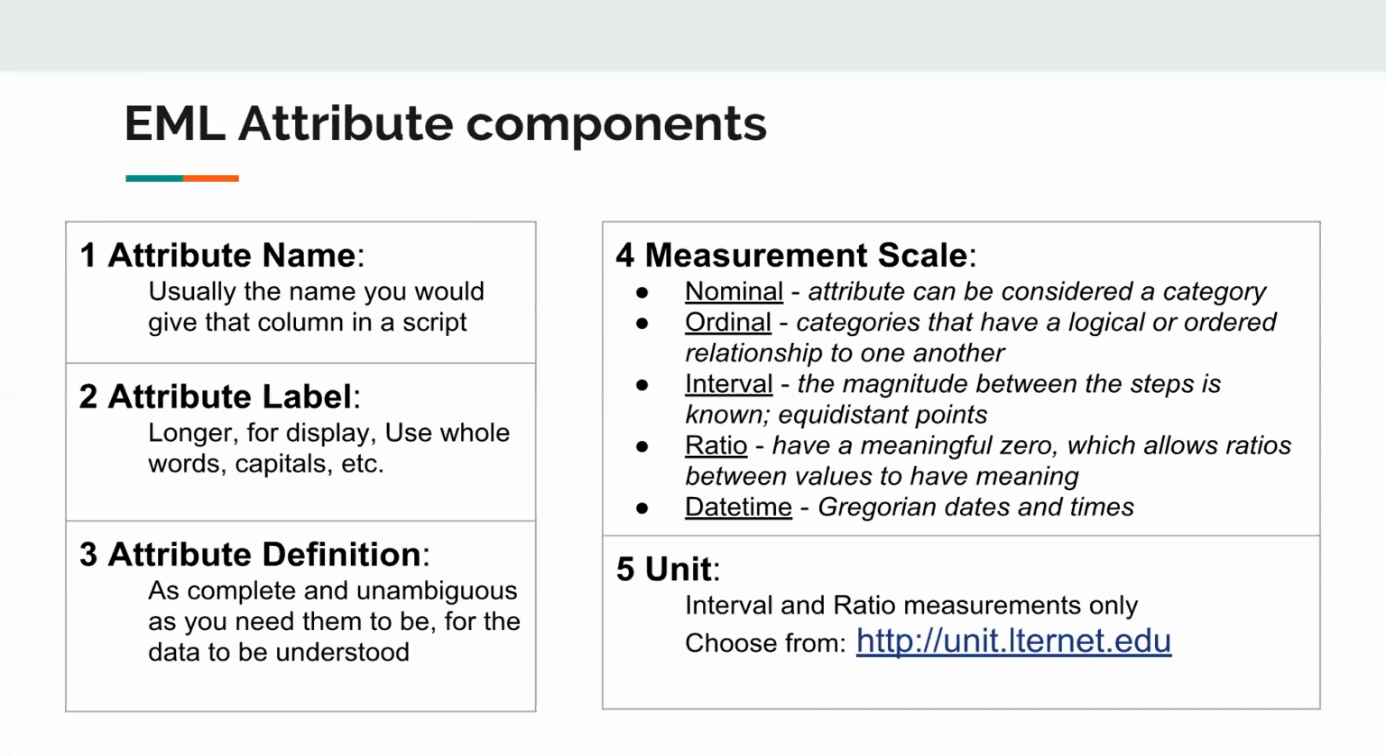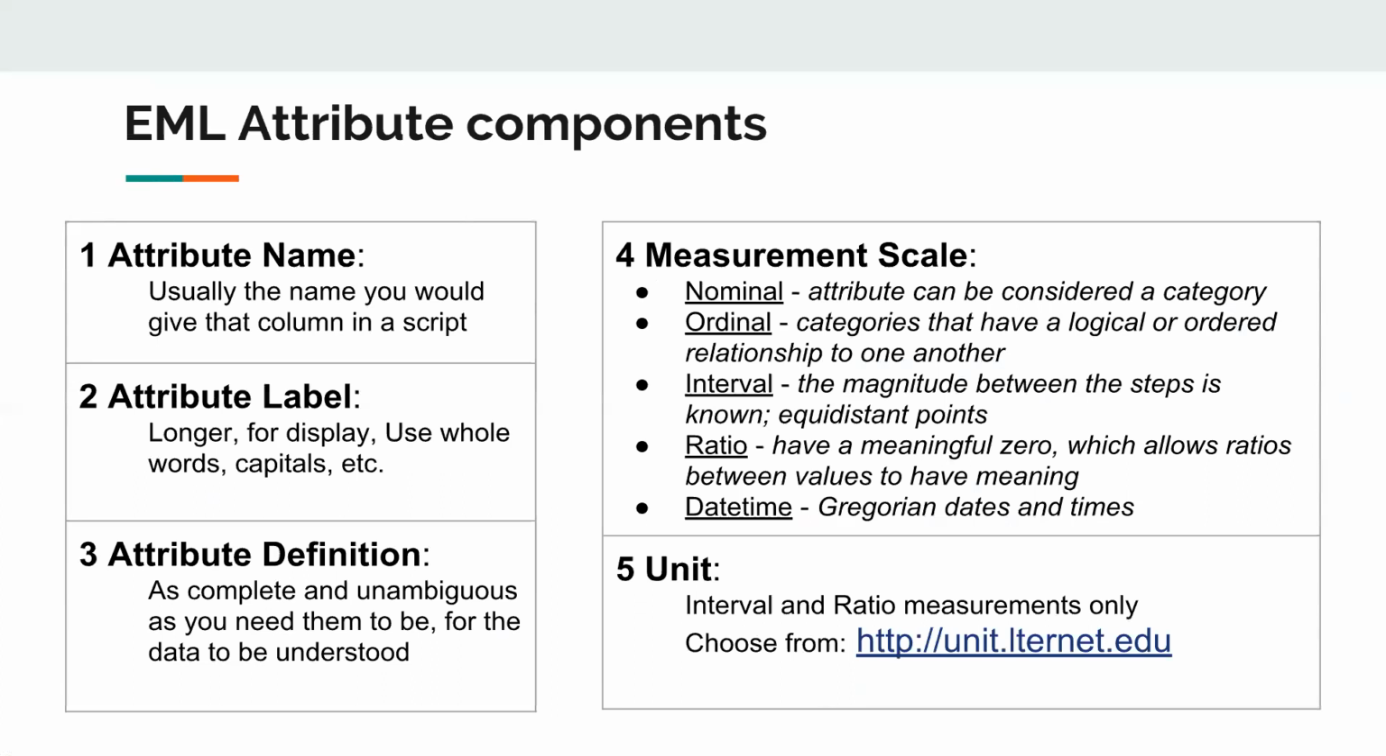Where it gets interesting is when we start talking about measurement scale. There are 5 measurement scale categories, 4 of which come from a typology that we got from statistics. I have another slide that goes through these in a little bit more detail, so for now, I'm just going to read through them very quickly.